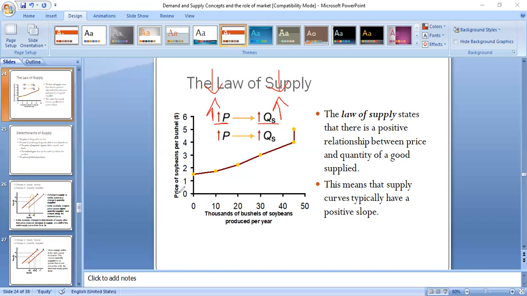Then that is the supply curve, which we have already looked at.